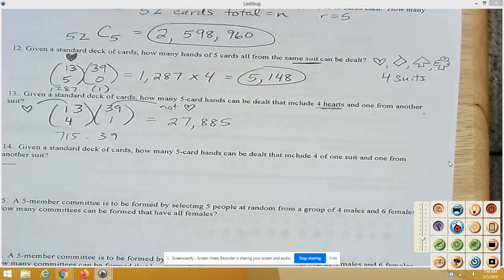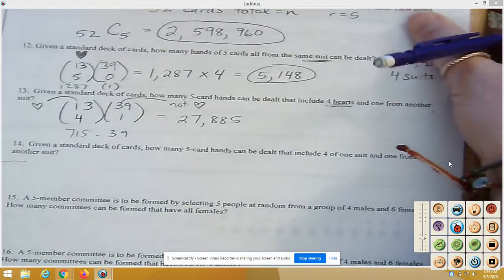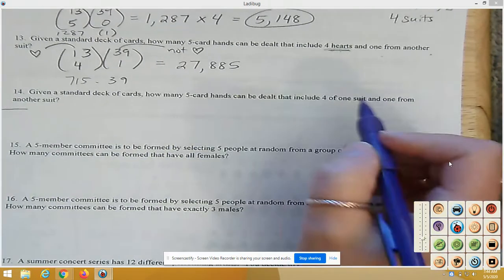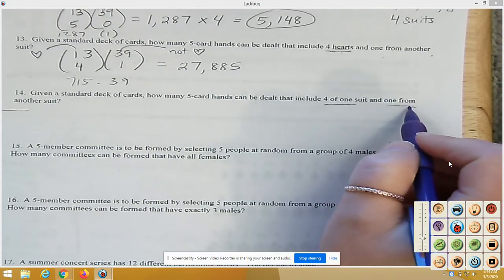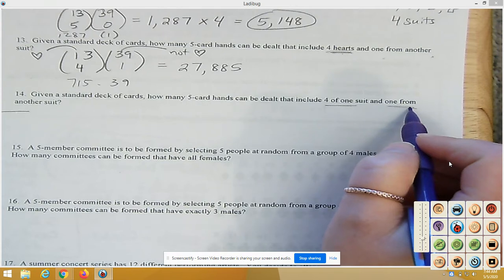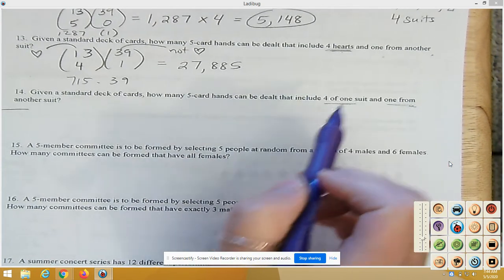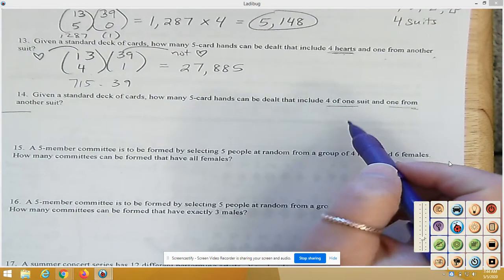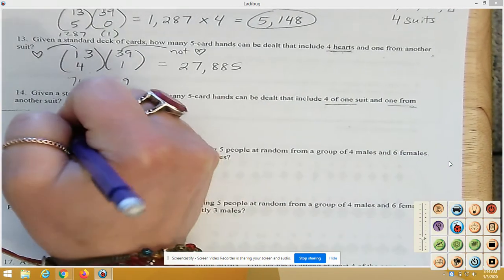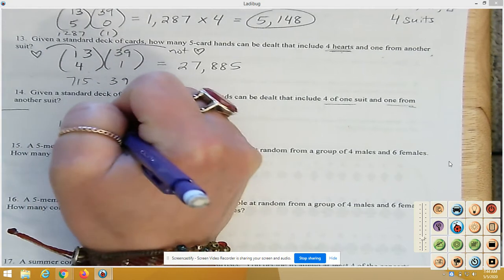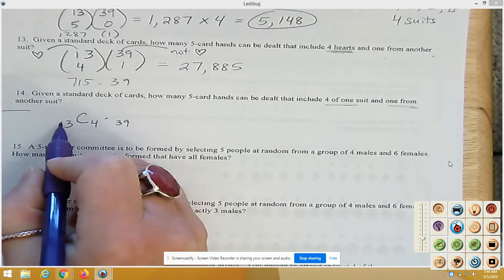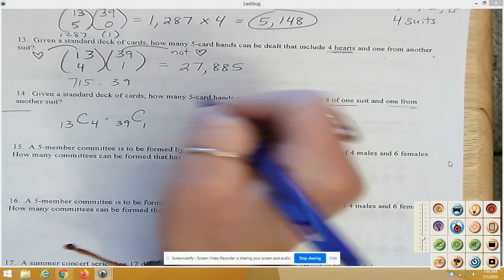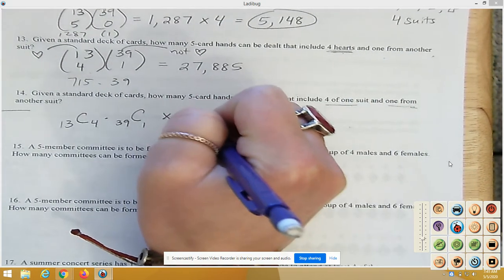All right, we're going to do one final question together right now. Given a standard deck of cards, how many 5-card hands can be dealt that include 4 of one suit and 1 from another? It's almost the exact same question as number 13, except in 13 it specified hearts. In 14, it's asking how many ways that can happen. So you would have 13 choose 4 times 39 choose 1, but there are 4 ways that that can happen.